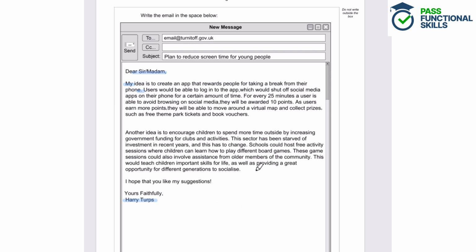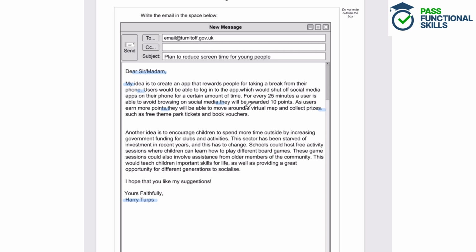We've also got some commas that have been used throughout the answer, and these divide up different ideas within the sentences into different clauses to make it easier for the reader to read. So for example, we have for every 25 minutes a user is able to avoid browsing on social media, comma, they will be awarded 10 points. And as users earn more points, comma, they will be able to move around a virtual map and collect prizes, comma, such as free theme park tickets and book vouchers.